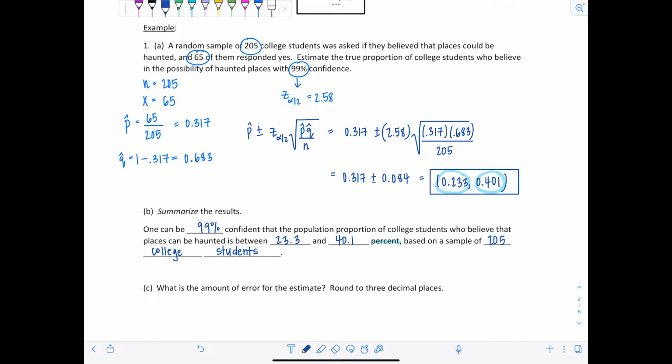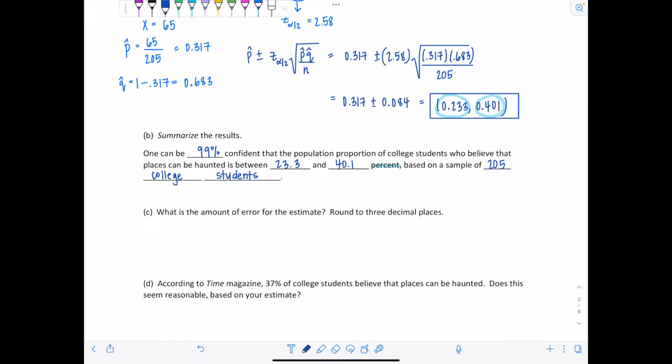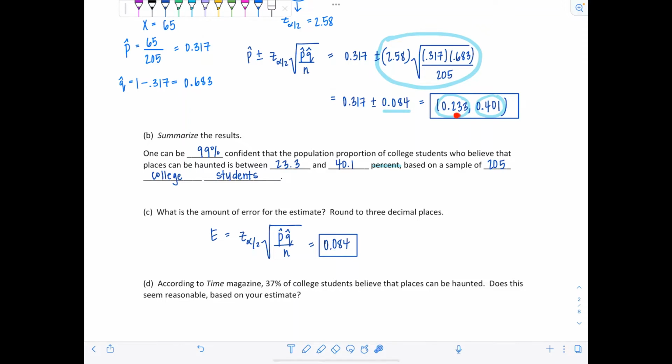Okay, and then what is the amount of error for the estimate? Round to 3 decimal places. Well, we already have that. Remember, error is z sub alpha over 2 times the square root of p hat q hat over n, which was right here, and I know that that's 0.084. If you didn't have that, say you had done this problem in StatCrunch and you needed the error, you could just subtract these two values and divide by 2. Think about how your confidence interval is: here's your p hat, here's p hat plus E, and then you have p hat minus E. So if you want to figure out E, just take the upper limit minus the lower limit, and then divide by 2.